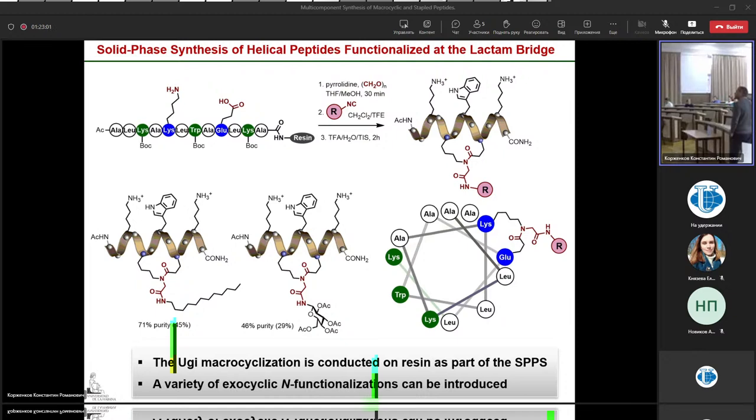What we use is a resin with a very low loading. If you have read or learned something about peptide chemistry, you see that the resin loading is like the millimoles that you are using. This is like the equivalents that you are using, okay? So we can close this without using pseudo-dilution. This reaction takes place in 1 day overall. You grow the peptide, you do the reaction, and then you release the peptide from the resin using acidic conditions with water and so on. So we can make stable helical peptides having lipids, sugars, whatever we want, on one side of the helix.